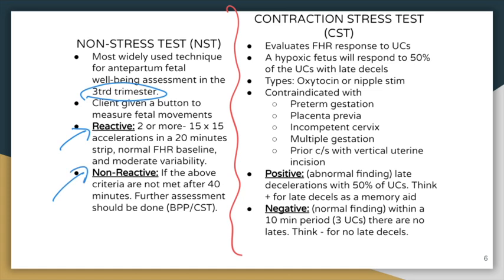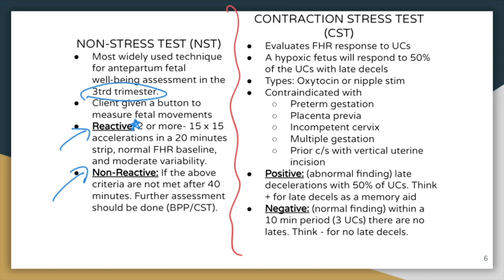That's it. It's reactive, and this is what we want. This is our goal here. It's reactive if we have 2 or more 15 by 15 accelerations in a 20-minute period, a normal fetal heart rate baseline, and moderate variability. Then it's a reactive tracing. That's good. Then that means she's done.